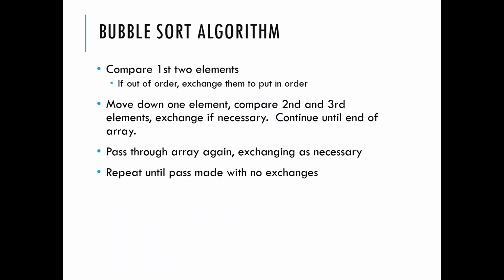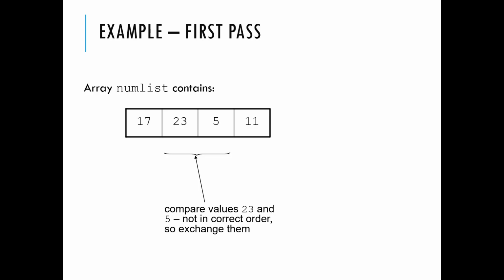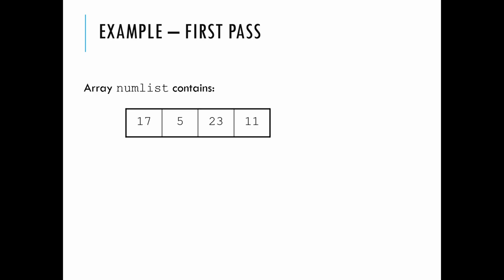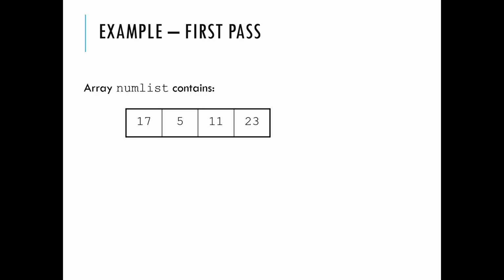Okay, so let's do an example. Here's my array. I'm going to check to see if 17 and 23 are in order. They are. No exchange. Great. 23 and 5, they're not in order. I've got to switch them, so I get 17, 5, 23, and 11. I check 23 and 11 now. Are they in order? No, they're not. I switch them around. Notice that the very last value at the end is always my largest value. I'm not done. That 17 is still out of order.